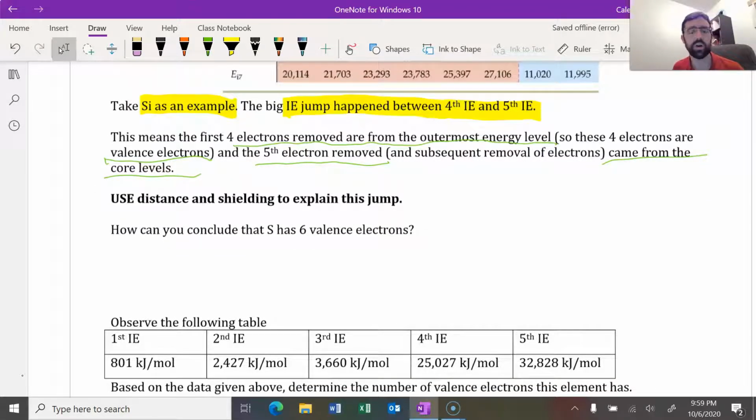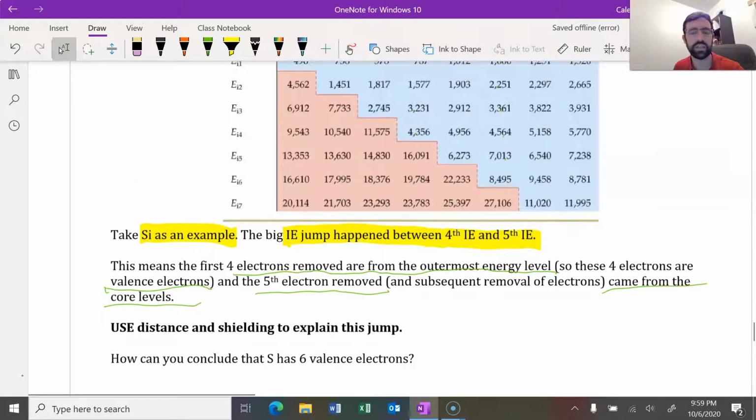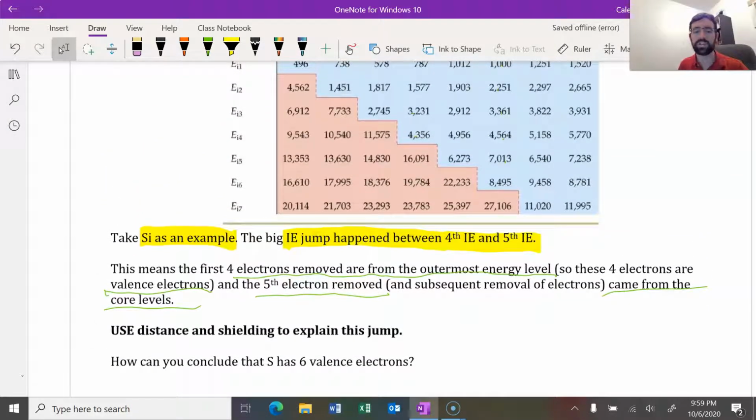How can we conclude, using distance and shielding, to explain the jump? Once you go down an energy level, all of those electrons are closer to the nucleus, so it's harder to pull them away because the closer the electron is, the stronger the attraction to the nucleus. Also, they have less shielding because there's one fewer energy level to shield them from the effective nuclear charge of the nucleus. Distance is the best way to explain this because you don't risk the chance of misusing the word shielding and losing points on the AP exam.